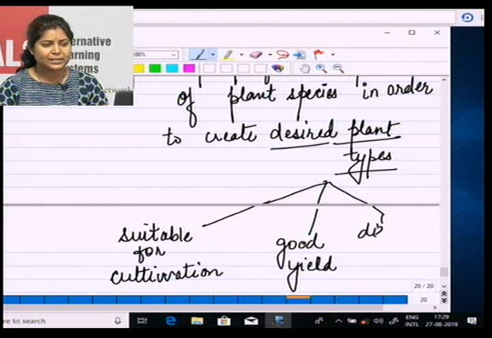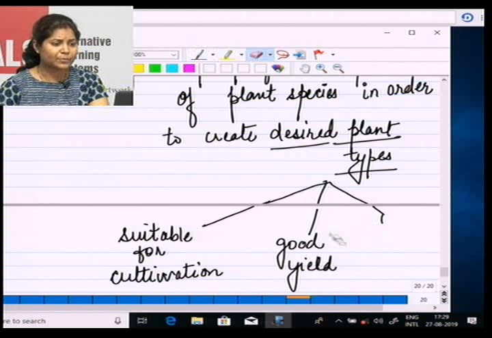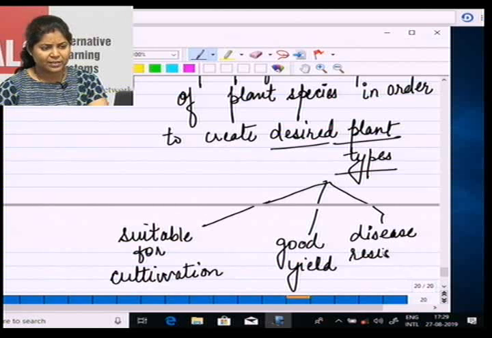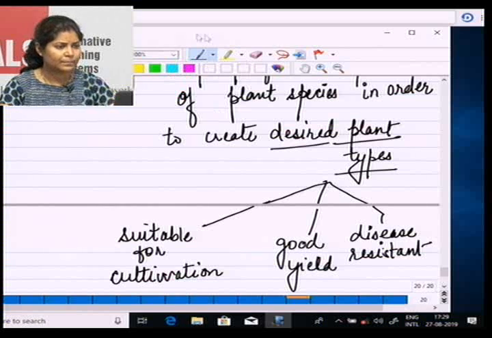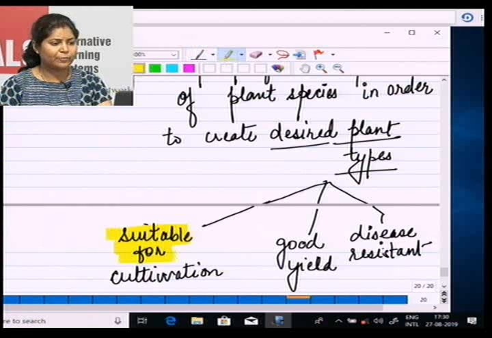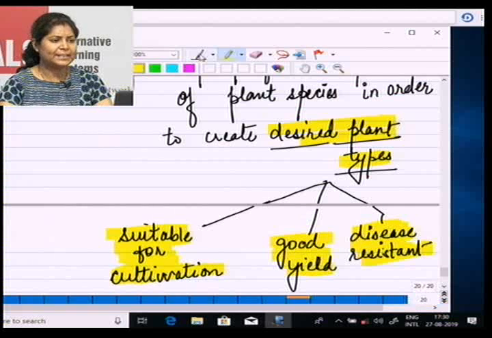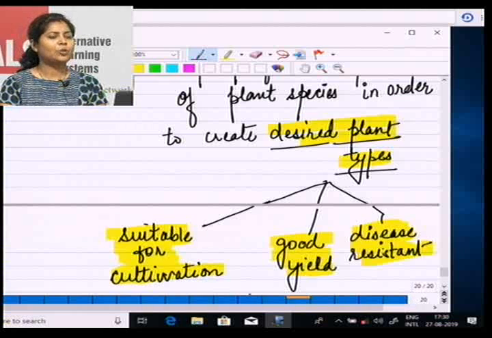And it should have the desired resistance from the disease. So if a disease is widespread in an area, it should be disease resistant also. So you're talking about 3 things. Number 1, it should be suitable for cultivation, desired plant types. Number 2, it should give good yield. And number 3, it should be disease resistant. So we are talking about all these things when we talk about plant breeding.